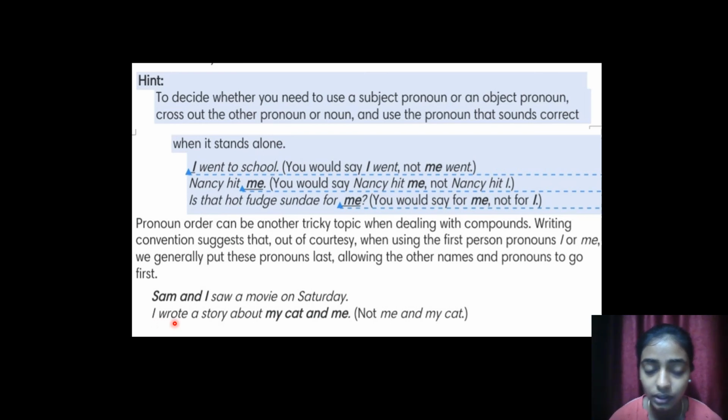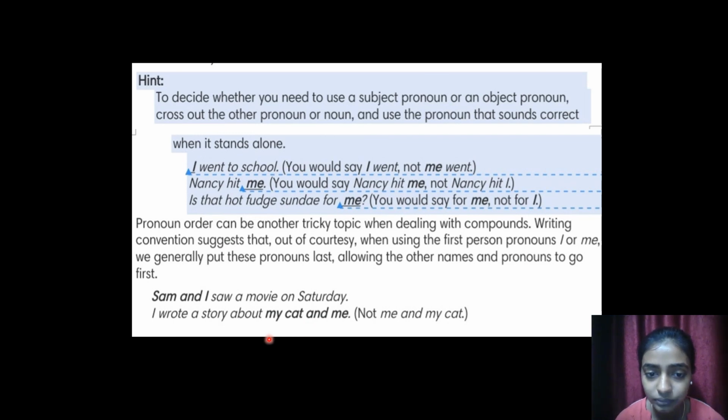Now here there are two other examples. See, this is what I was talking about above. To decide whether you need to use a subject pronoun or an object pronoun, cross out the other pronoun. Now in this sentence, cross out the words "Sam and" and just focus on "Dash saw a movie on Saturday." Here, "I saw a movie on Saturday" sounds much better than "me saw a movie on Saturday." So it will be "Sam and I saw a movie on Saturday."